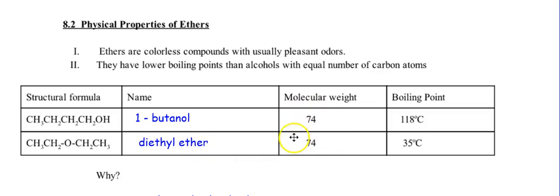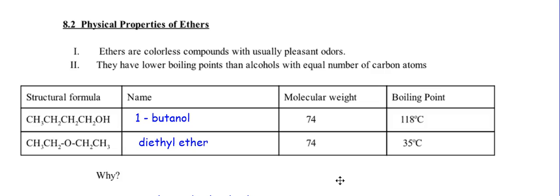Now notice they have the same molecular weight. Why is that? Because they all have 4 carbons. It has, if I can do that in my head, 9 hydrogens and 1 oxygen. So they all have the exact same molecular weight, but look at the major difference in their boiling points. Wow, butanol boils even higher than water does, but diethyl ether, with the same molecular weight and the same London dispersion forces, boils at a much lower temperature. It's a gas a little bit over room temperature.